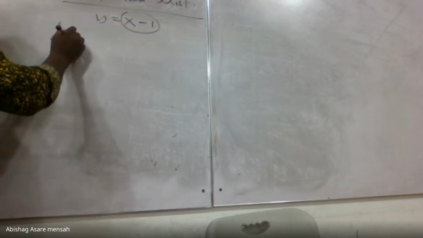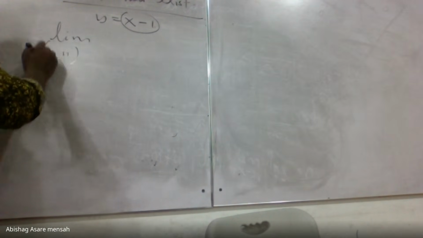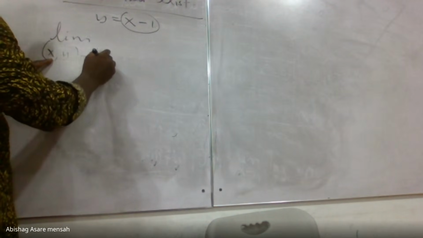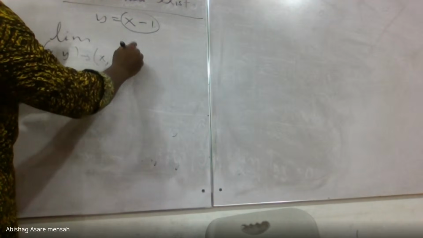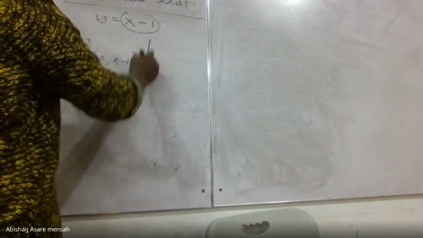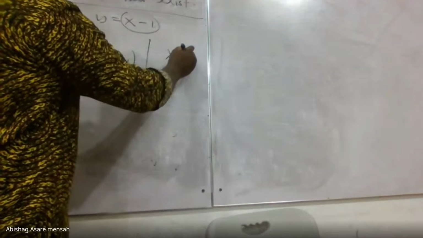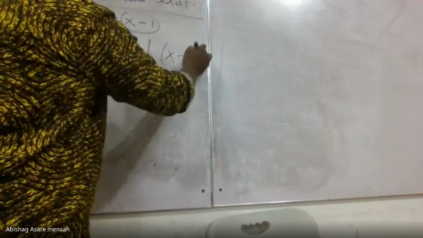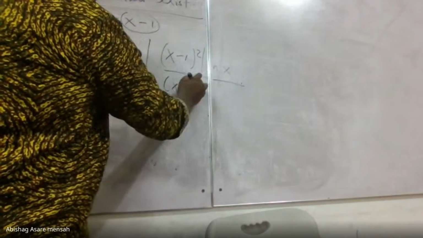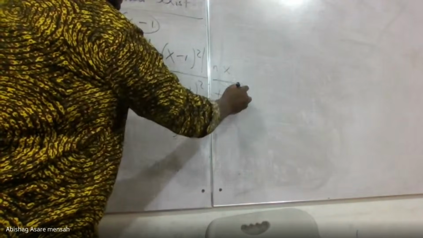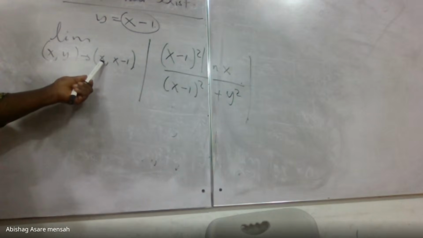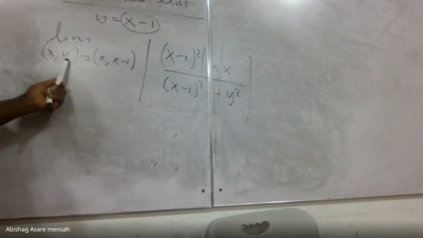So let's go. So we have the limit as (x, y) here. Now we are setting this one. So x will maintain, y will be that. Let's go. We have the limit as (x, y) of (x minus 1) all squared ln x over (x minus 1) all squared plus y squared. So we are putting this one there before we come to x. So for x, this one will be that.